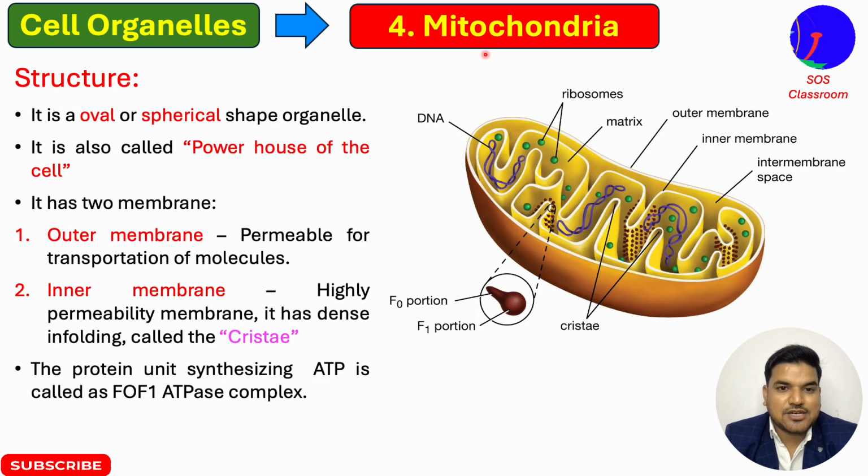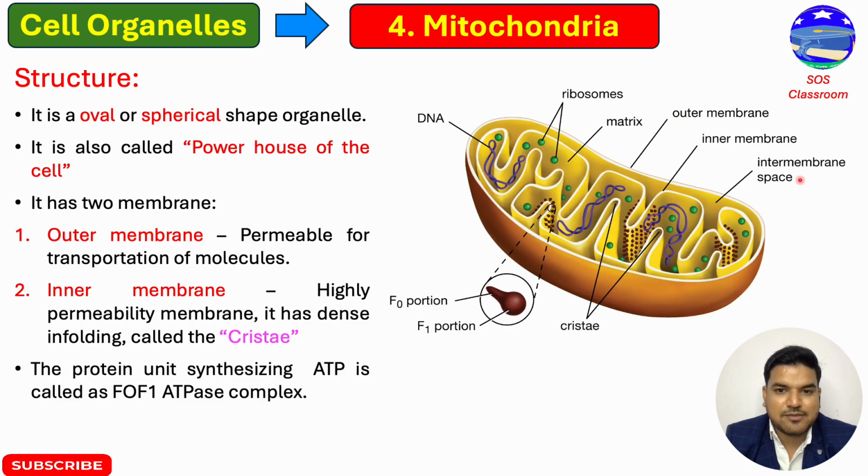Next organelle is the mitochondria. So you can see the structure of the mitochondria. Mitochondria are made of two membranes. This is the outer membrane which separates it from the cytoplasm, and this is the inner membrane. The inner membrane is present in folding structures called cristae. You can see the outer membrane and this is the inner membrane.